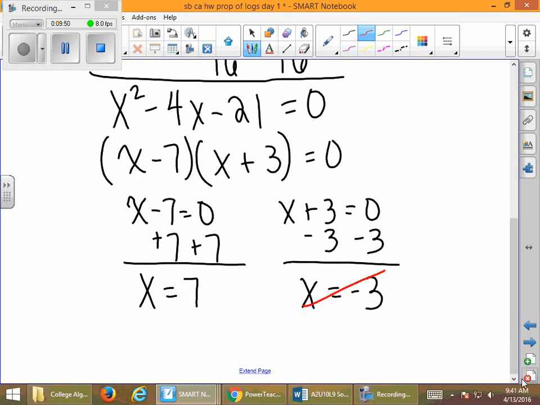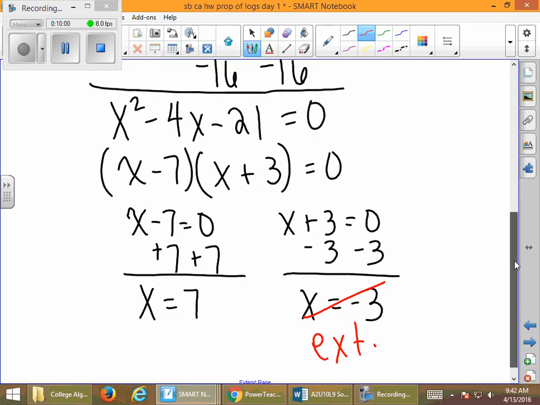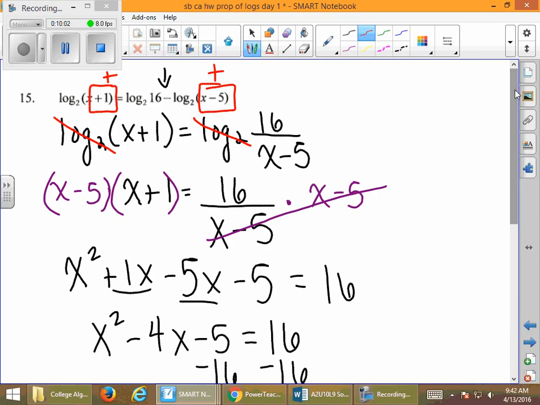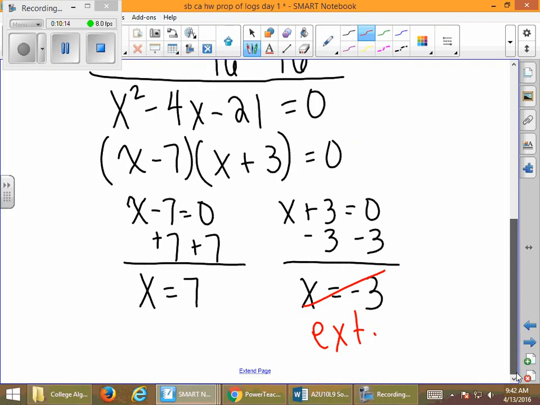This is extraneous. We ended up with the negative value back in the original equation, and that doesn't fit in our domain. So let's see if 7 will work back here. Well, 7 plus 1 is 8. 8 is positive. 16 is already positive. 7 minus 5 is 2, and 2 is positive. So our answer to our problem is the 7.